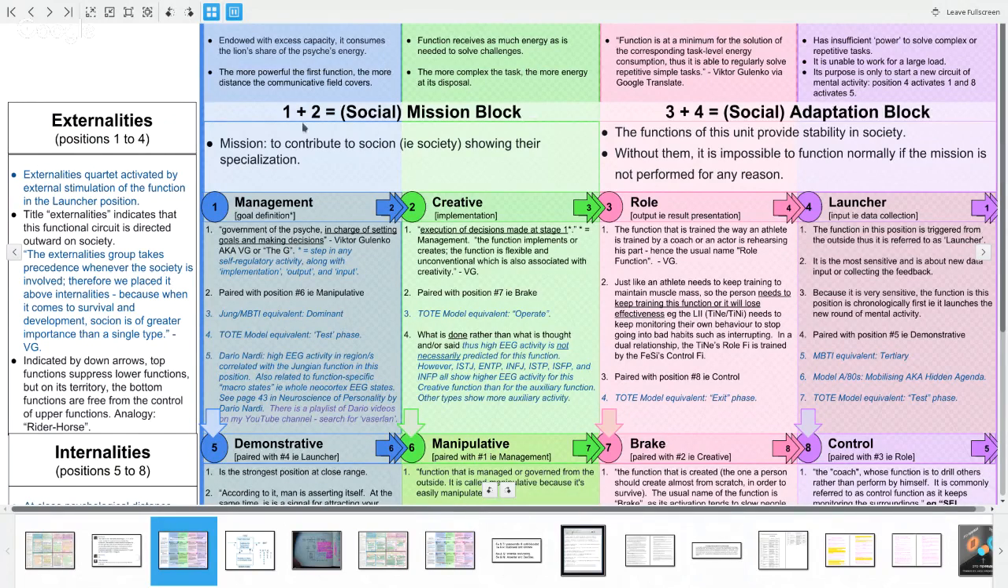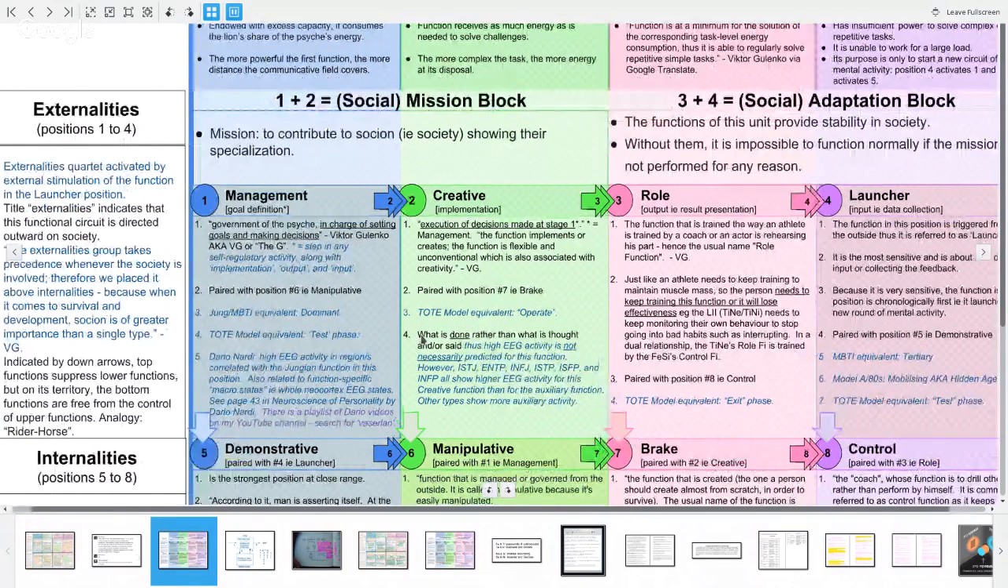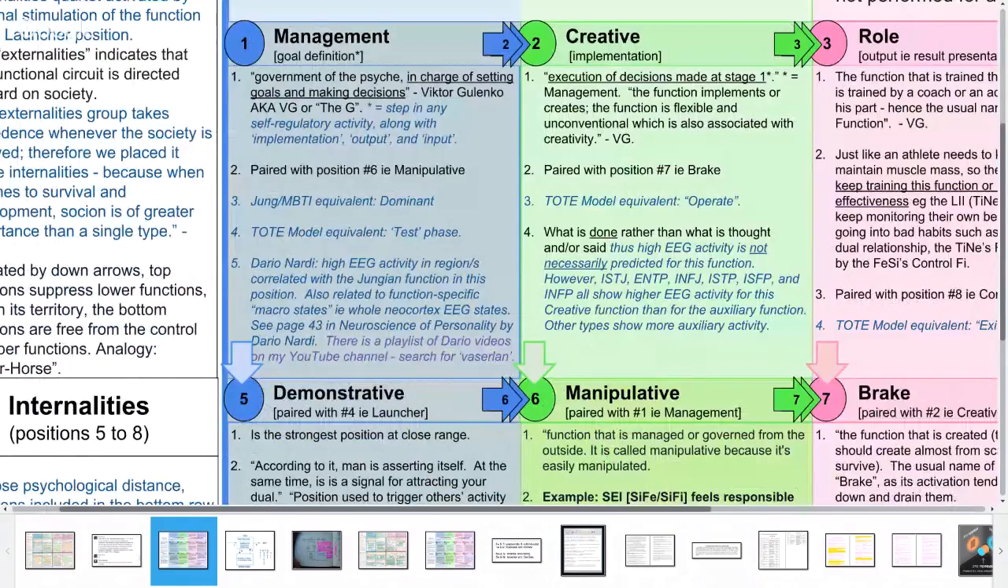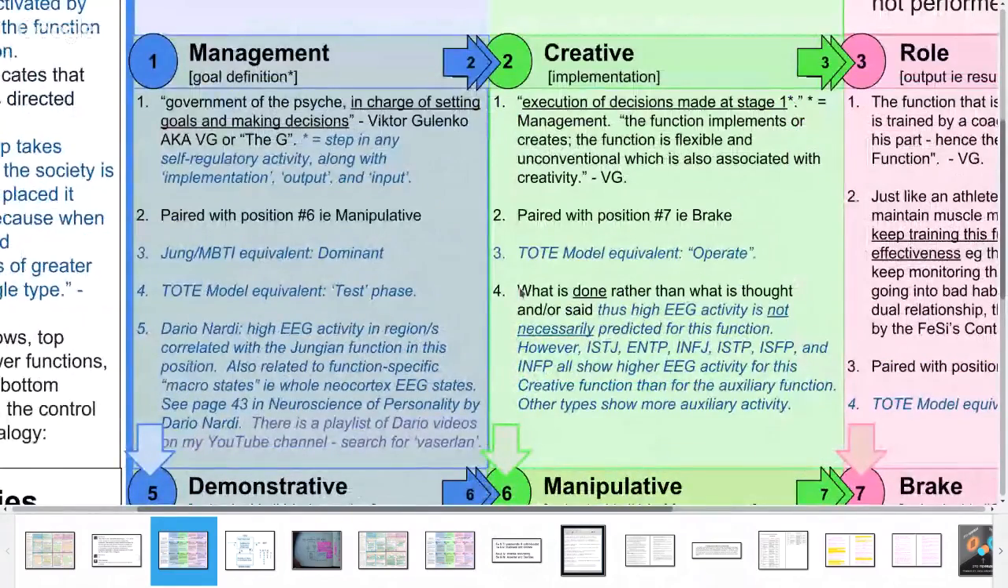So these two functions working together. Now I call this the fish that doesn't know it's wet function. So INTPs probably read about NI, think what a load of nonsense. You know, we work out what's going to happen through causality and logic. So you see here, execution of decisions made at stage 1. This function implements or creates. The function is flexible and unconventional, which is associated with creativity. It's paired with the break function. We'll go into that in future. Oh yes, here. What is done rather than what is thought and or said. Thus, high EEG activity is not necessarily predicted for this function.